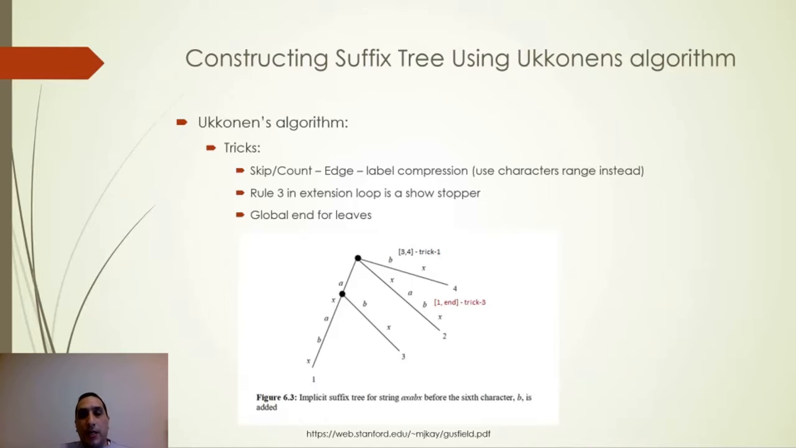The second trick is whenever we encounter rule 3, referencing the rules from the naive algorithm that we discussed in the previous slides, we stop the extension loop, or exit out of it, and we move to the next phase loop instead. And the third trick talks about removing the end range number from the first trick that we just talked about, and replacing it with a global end variable, which we talked about in the last slide. That end variable will get updated in every phase.